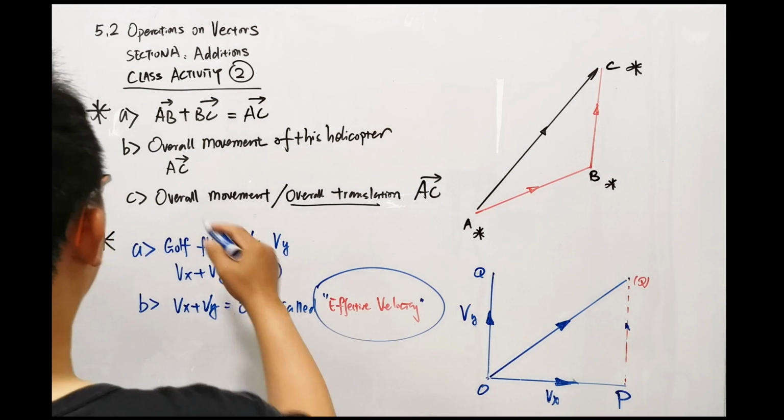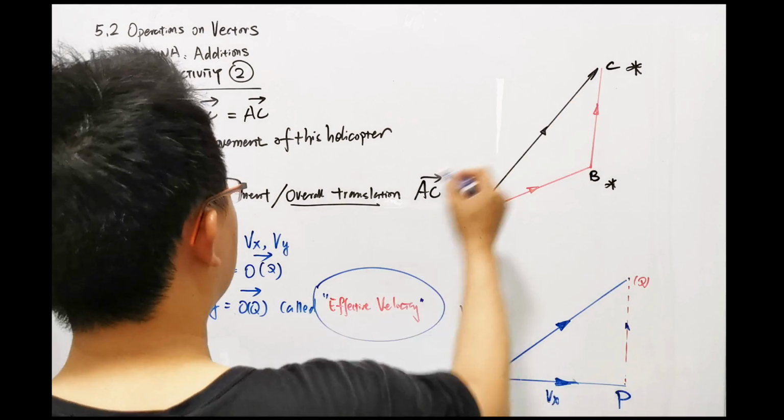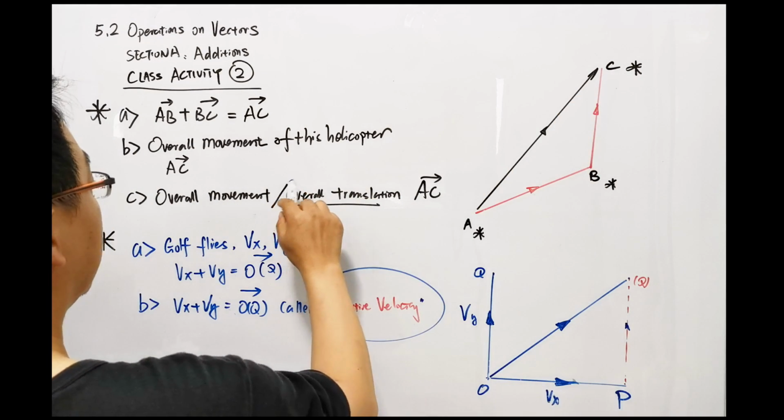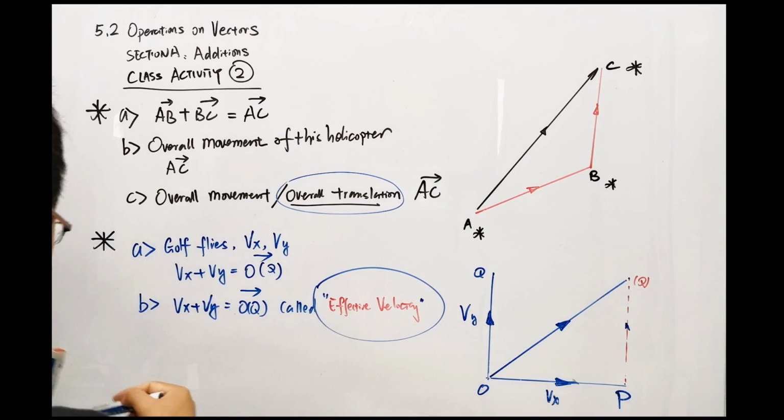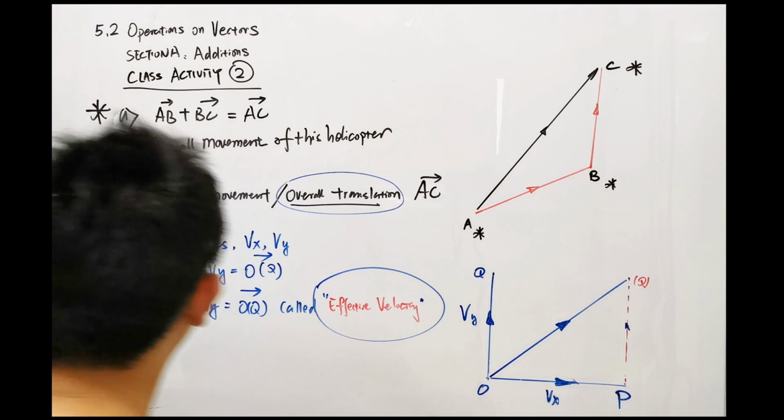In the first example, we called this the overall translation. So we have different names. From here, we have a summary. We're going to summarize this too.